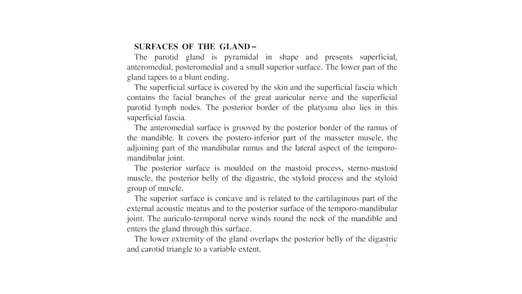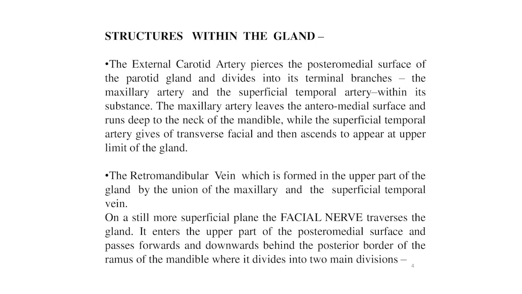The posterior surface is molded on the mastoid process, sternomastoid muscles, the posterior belly of the digastric, the styloid process and the styloid group of the muscles. The external carotid artery grooves this surface before it enters the substance of the gland. The superior surface is concave and is related to the cartilaginous part of the external acoustic meatus and to the posterior surface of the temporomandibular joint. The auriculotemporal nerve winds round the neck of the mandible and enters the gland through this surface. The lower extremity of the gland overlaps the posterior belly of the digastric and the carotid triangles to a variable extent.